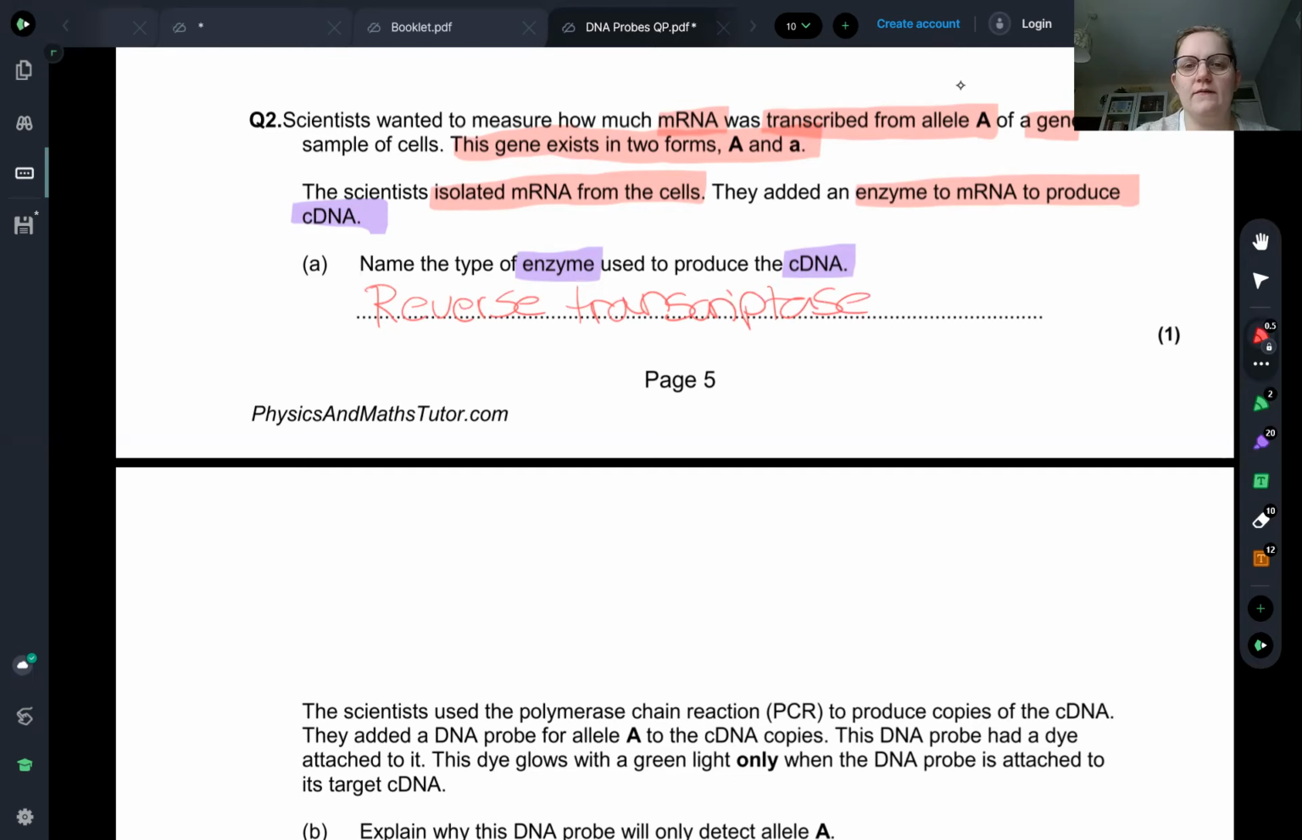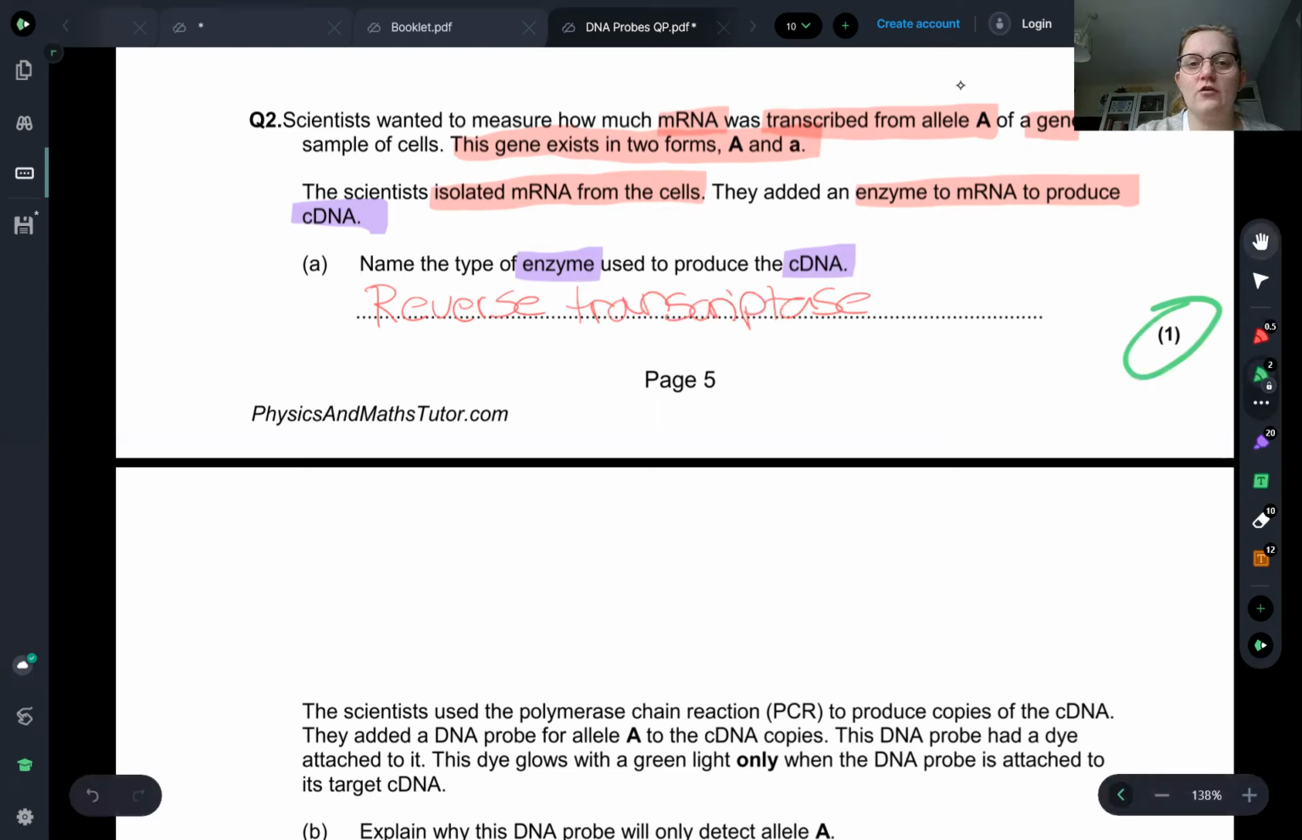Okay, we're isolating our mRNA. We're going to make cDNA. What are we going to need? Well, the enzyme that we're going to use for that is going to be reverse transcriptase, and that would get you 1 mark. It's a nice, quick recall question. Also gives you the idea of what the rest of the question might be about.